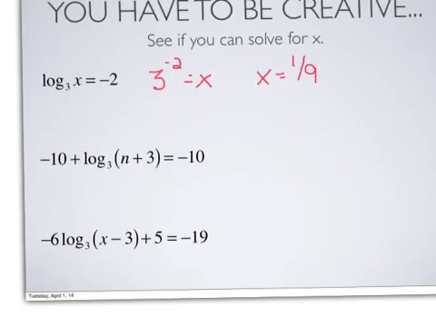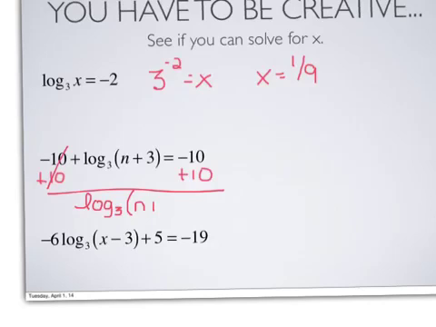Okay. So the second one, we're going to handle much the same way, except we've got some other numbers floating around. What number do you want to get rid of first? Negative 10. Okay, so I'm going to add 10 to both sides. So now I have log base 3 of n plus 3 equals 0. Don't let that freak you out.